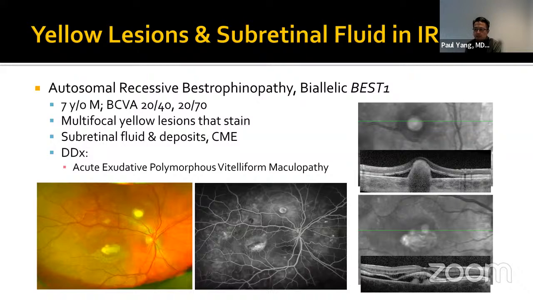On OCT, you can see that there's subretinal fluid, and there's these subretinal, some of them even look sub-RPE deposits. And then there's macular edema. So this can be a masquerade for another condition called acute exudative polymorphous vitelliform maculopathy.